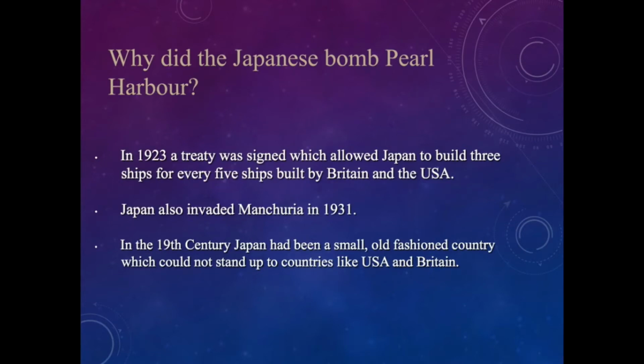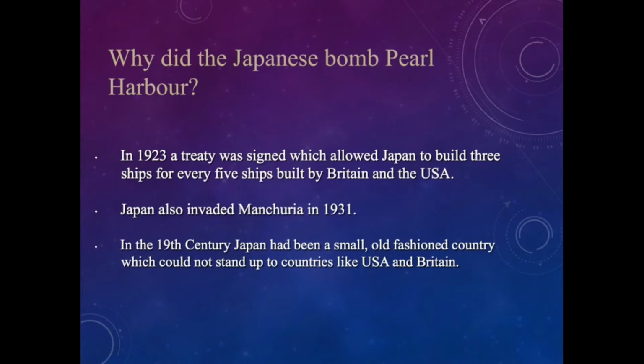Number 1. In 1923, a treaty was signed which allowed Japan to build 3 ships for every 5 ships built by Britain and the USA. Number 2. Japan also invaded Manchuria in 1931.